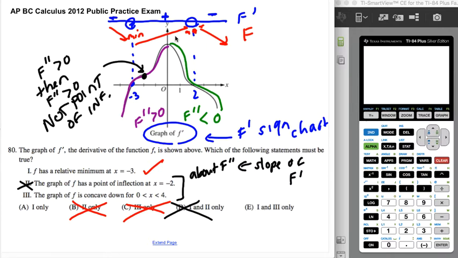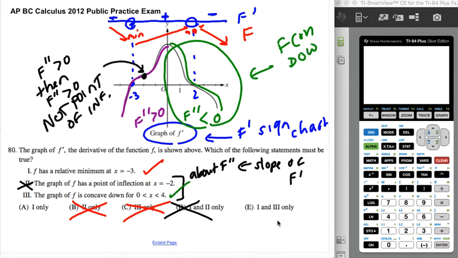Well, 3 says f is concave down from 0 to 4, and sure enough, you can see that that's true, right? So f is concave down from 0 to 4, so that one's true, which means it's answer E.